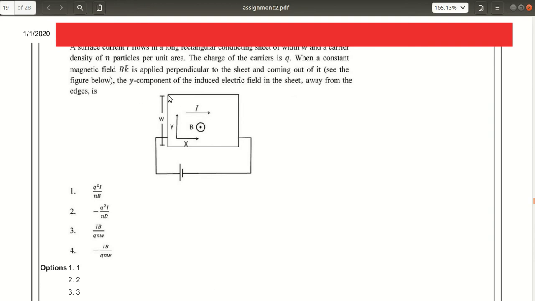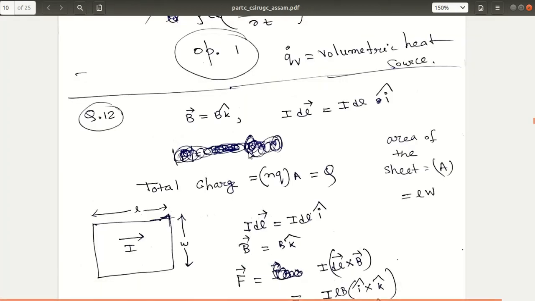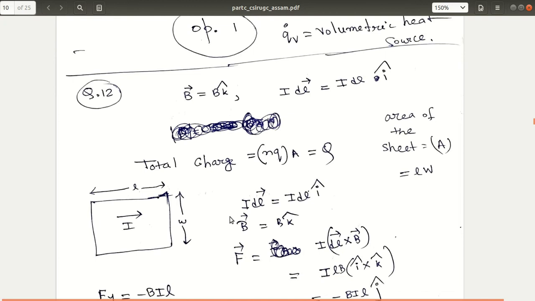So here the width of this rectangular conducting sheet is W, and this magnetic field is coming out of the page, and I is along this direction. So B is B along k-cap, and the current is along i-cap because current is flowing along this direction. Total charge will be nQ into A, which is capital Q, I denote. And let's say the length of the rectangular conducting sheet is L, so the area of the sheet will be L into W.